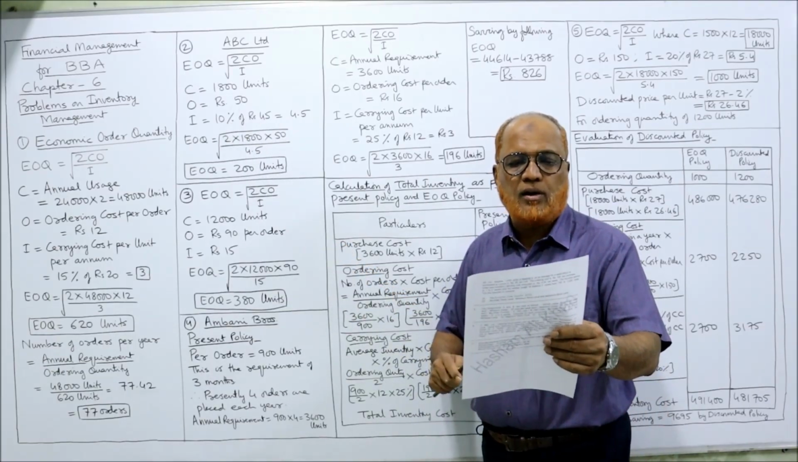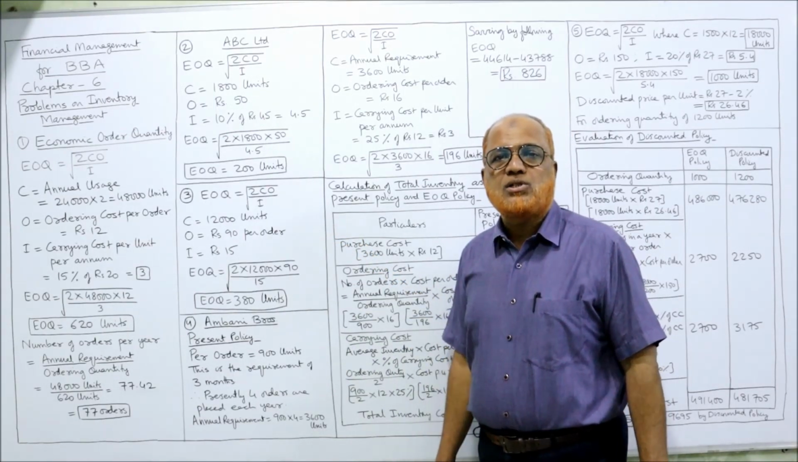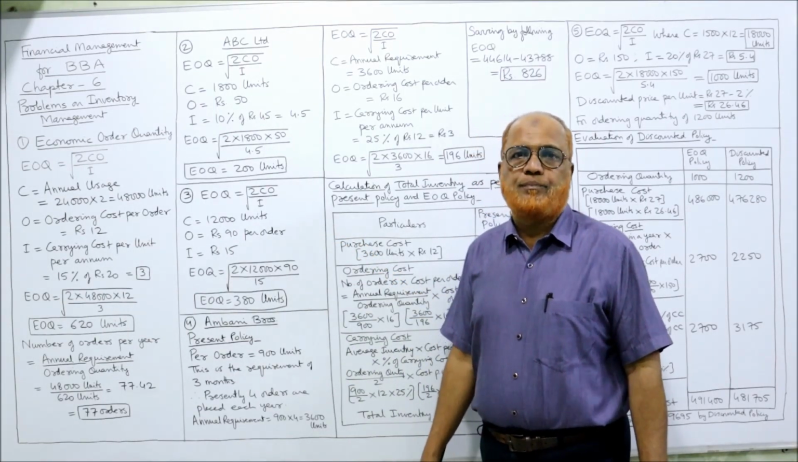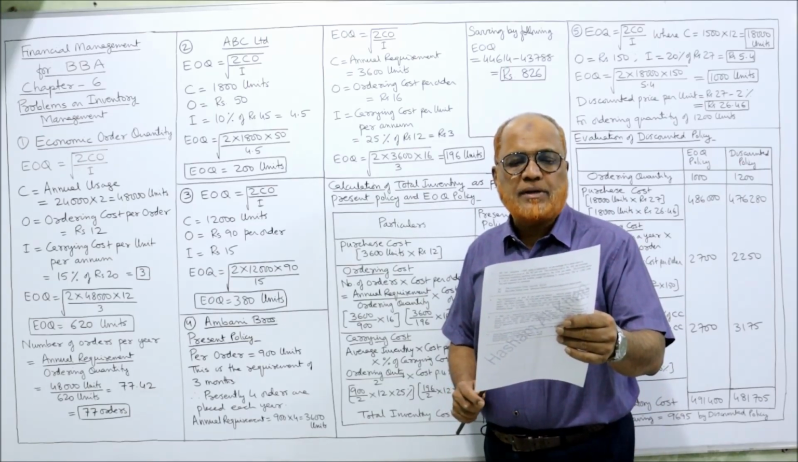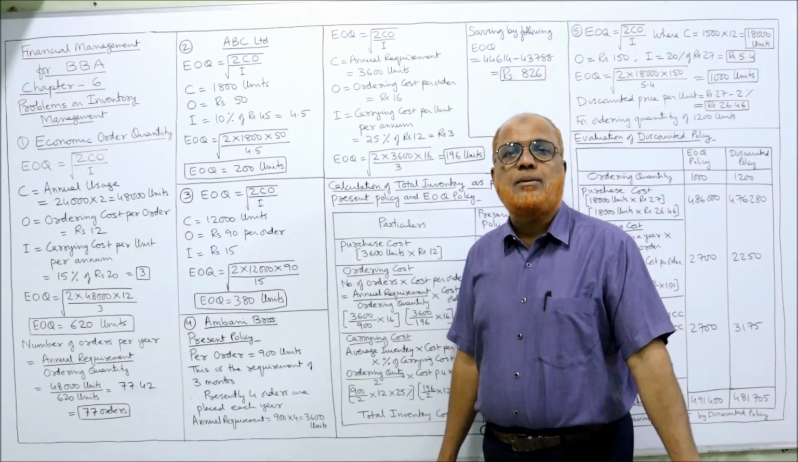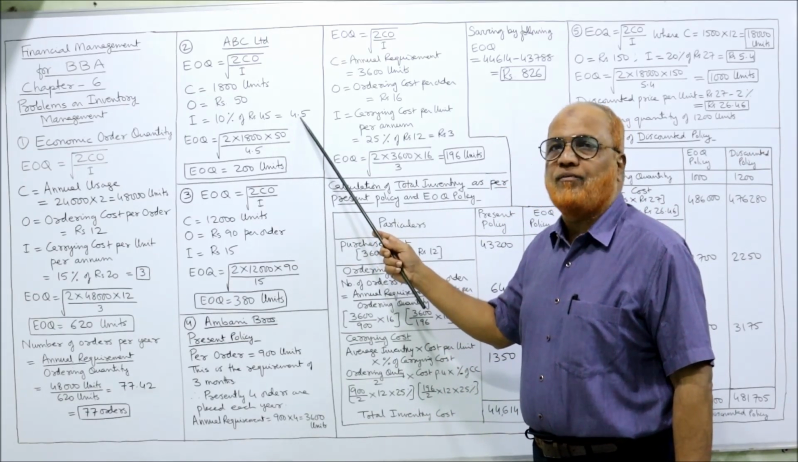Per order ordering cost is 50 rupees, given. I stands for carrying cost per unit per annum. So per unit it is 45 rupees, and the percentage of carrying cost is 10%. So 10% of 45, you will get 4.5.